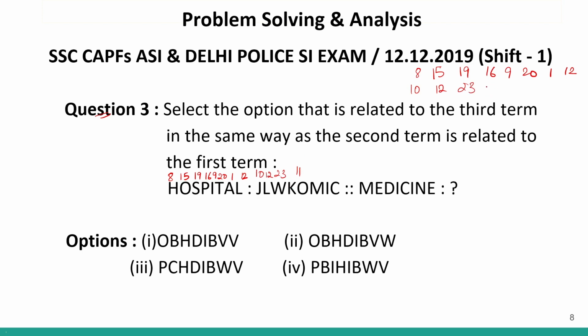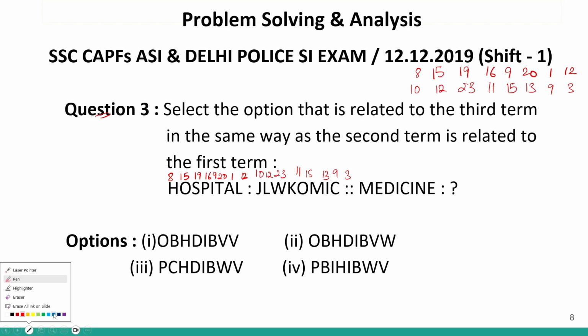K is 11. O is 15. M is 13. I is 9. And C is how much? 3. So these are my forward ranks.